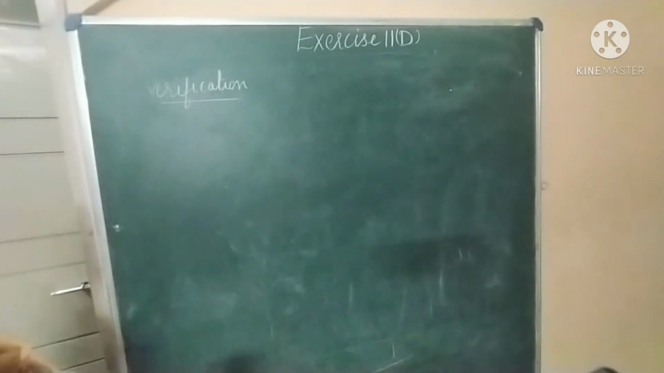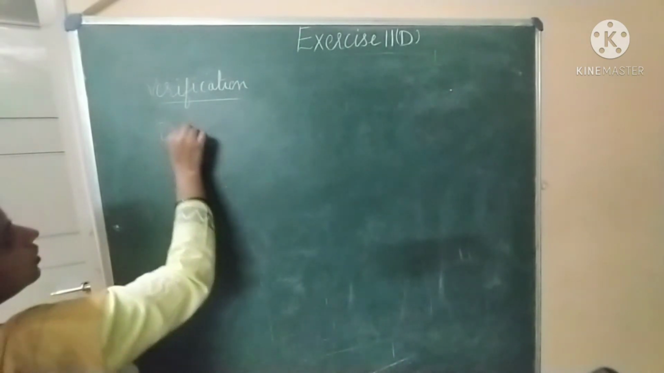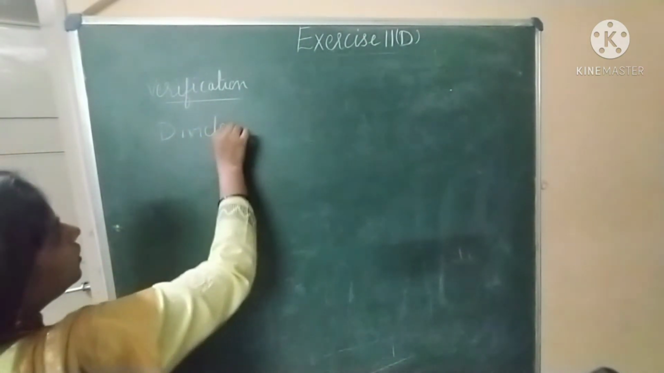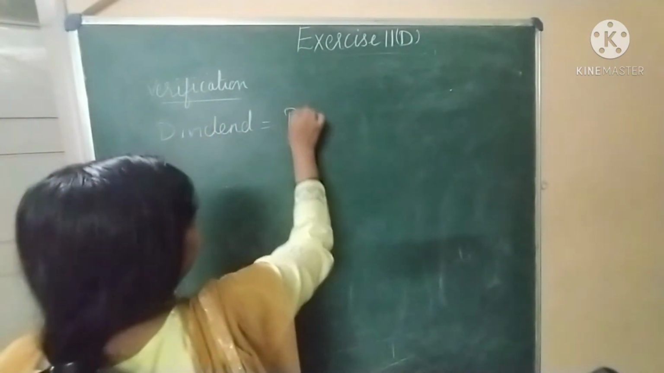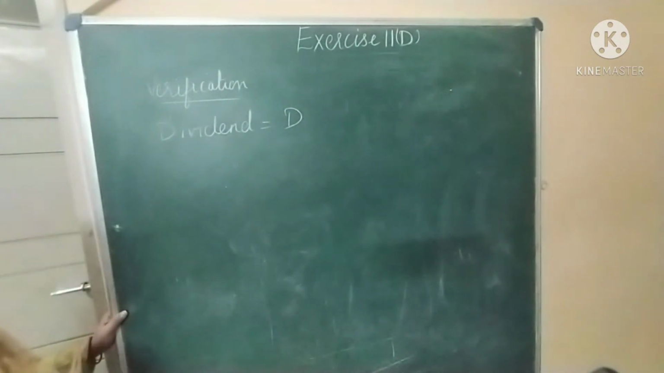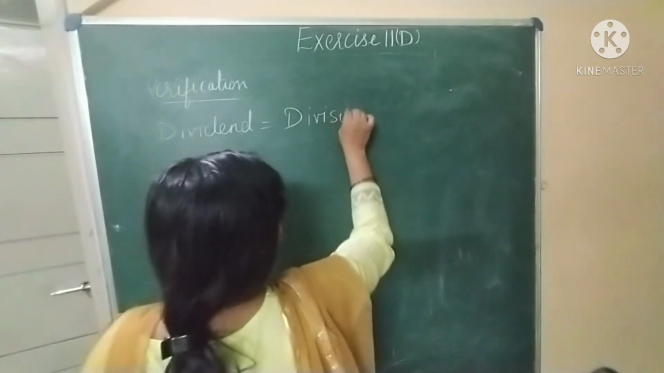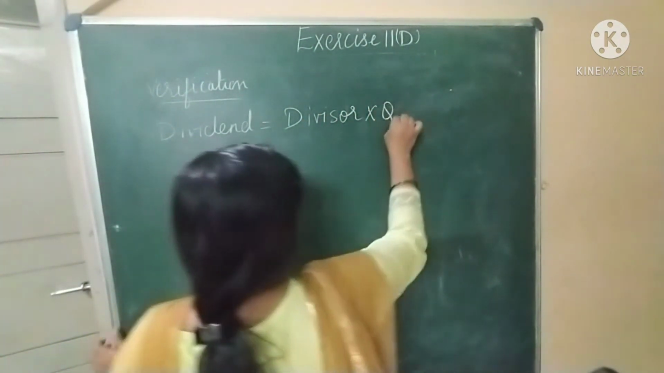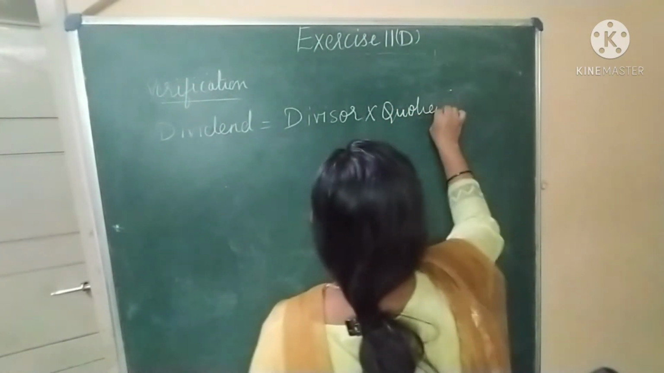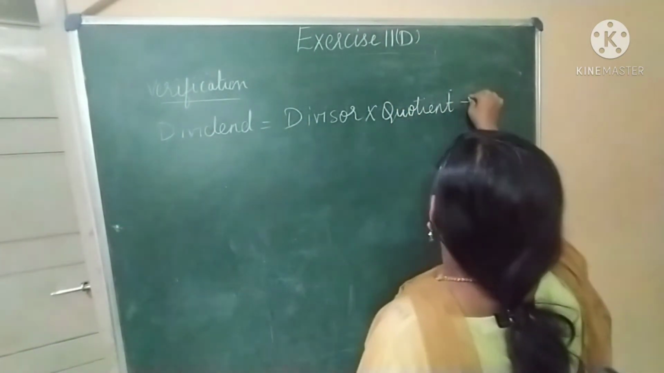For the verification, what is the rule? You know this rule: dividend is equal to divisor into quotient plus remainder. Divisor into quotient plus remainder.